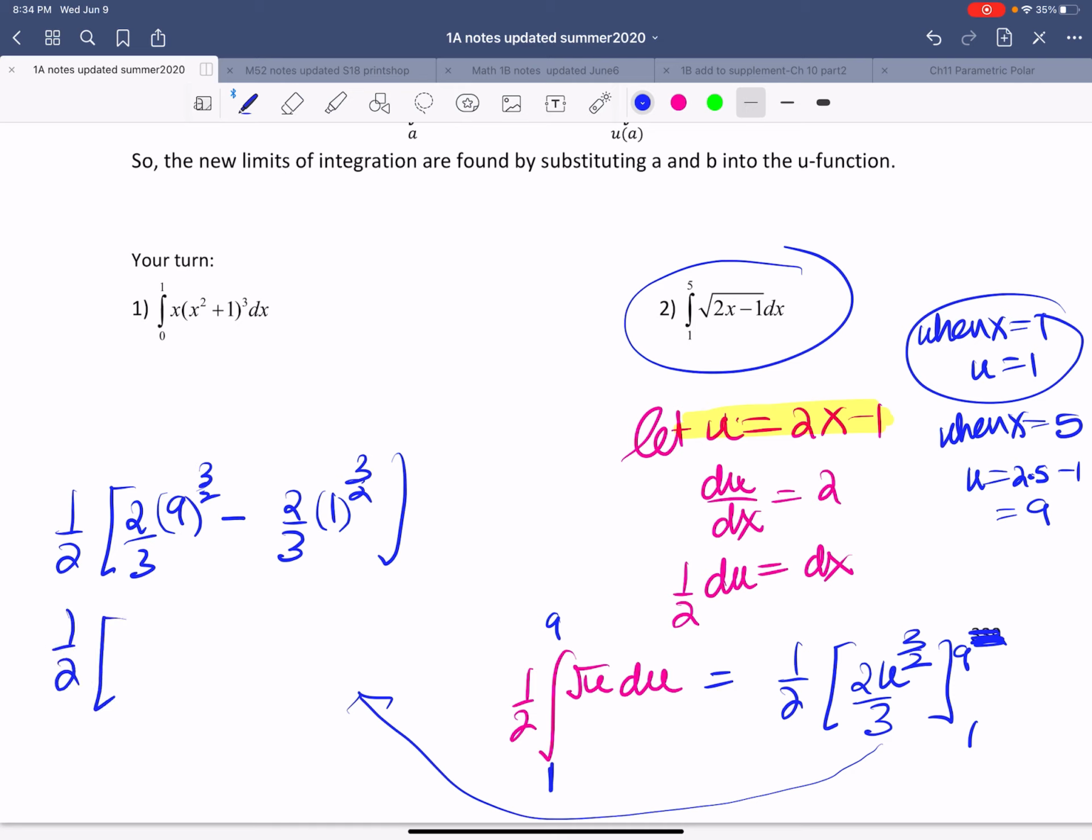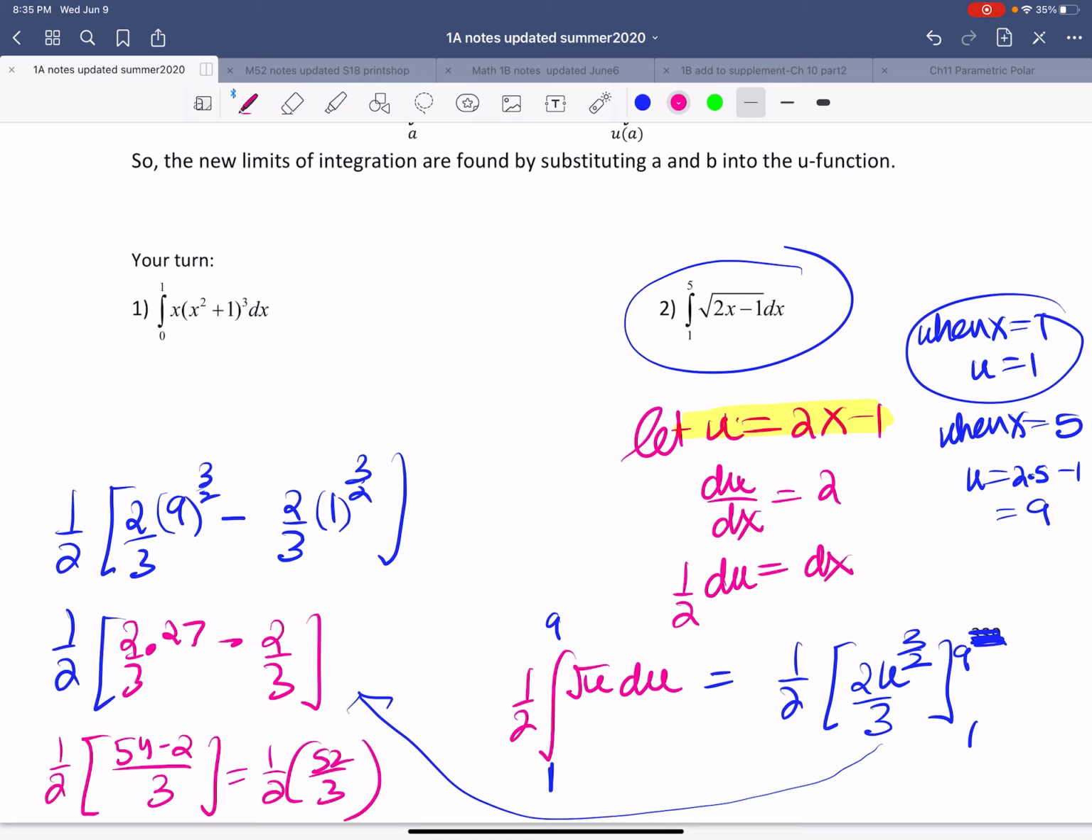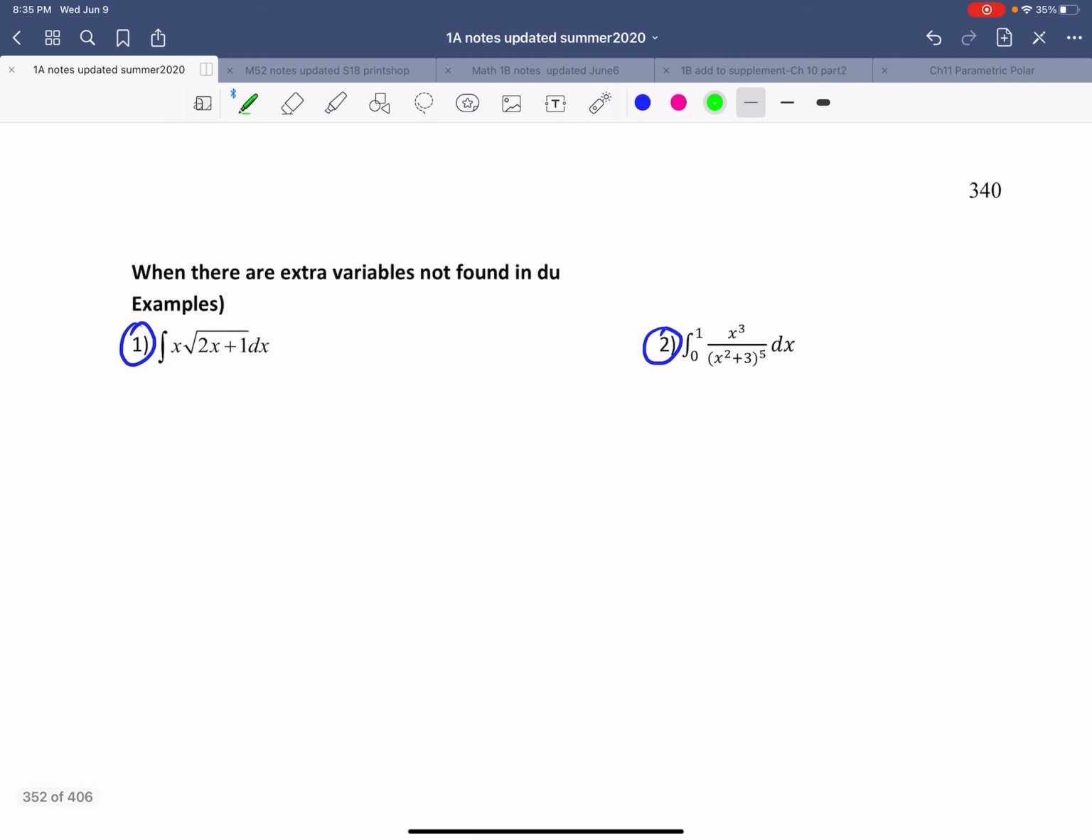All right, simplifying it a bit, this is going to leave me with 2/3 times the square root of 9, which is 3, and 3 to the 3rd power is 27, minus 2/3. So 1/2 times 27 times 2 is 54, minus 2, over 3. 54 minus 2 is 52 over 3, and we can cancel to 26. So 26 over 3 is what we're left with when we evaluate this integral. There isn't anything more we can do. That's going to be our end product. Okay, and that's all for u sub examples.